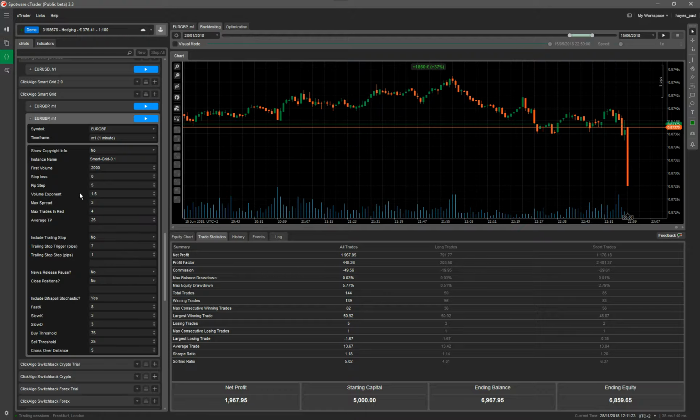So what I'm going to do now is go down the other parameters. Each of these parameters we've taken from our switchback robot, and this makes it easier for you to find good parameter settings for other currency symbols. Because there are not many parameters, it'll be easier for you to understand, optimize and backtest, and get good settings for other currency symbols.